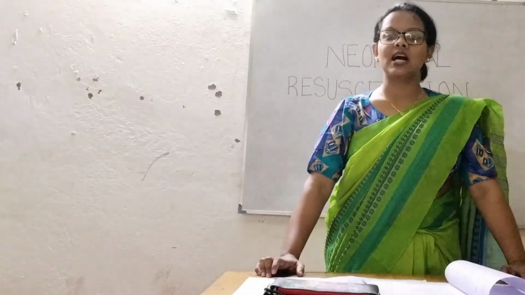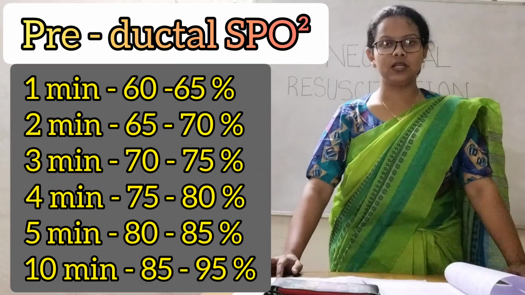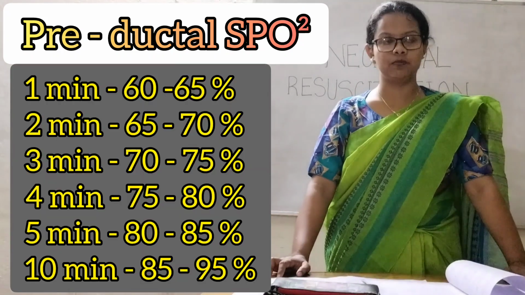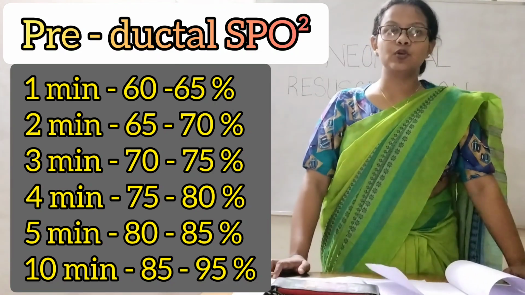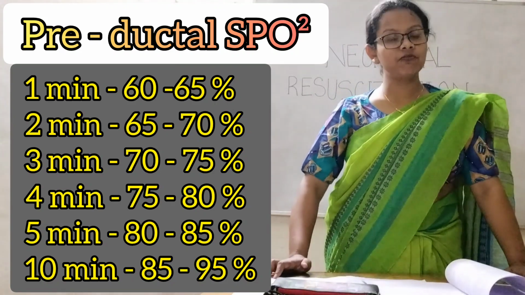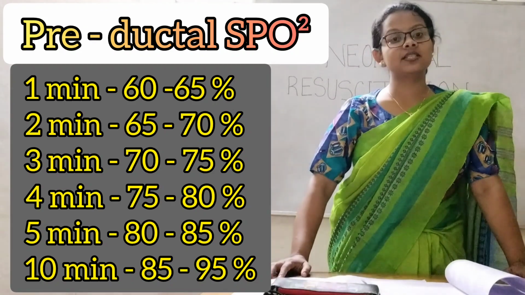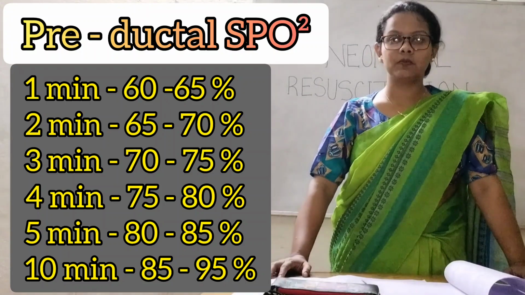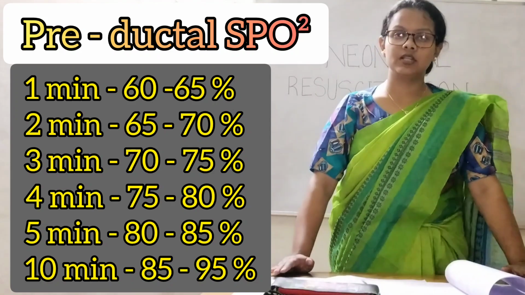We know that the SpO2 of the right hand is equal to the SpO2 of blood delivered to the brain. We will see what is the targeted preductal SpO2 after birth. Within 1 minute of birth, the SpO2 should be 60 to 65%. So after checking the SpO2 within the golden minute, if we found that the baby's SpO2 is 60 to 65%, there is no need of providing oxygen, because that is the normal SpO2 level of a neonate within 1 minute.